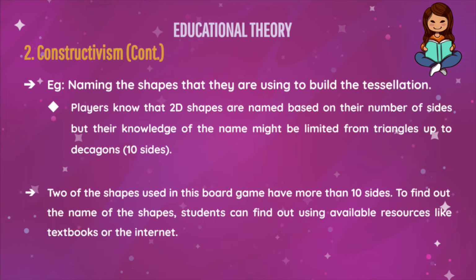Another example would be naming the shapes they are using to build the tessellation. Players know that 2D shapes are named based on their number of sides, but their knowledge of the names might be limited from triangles up to decagons. 2 of the shapes used in this board game have more than 10 sides. To find out the names of the shapes, students can use available resources like textbooks or the internet.